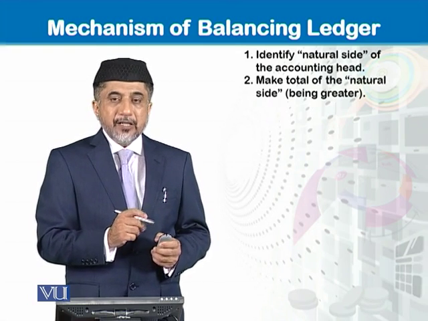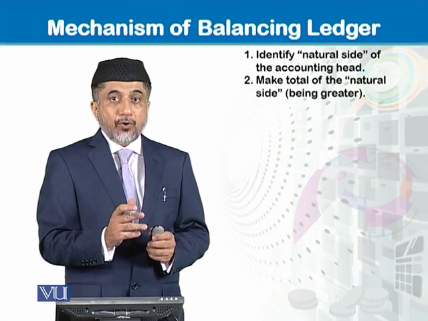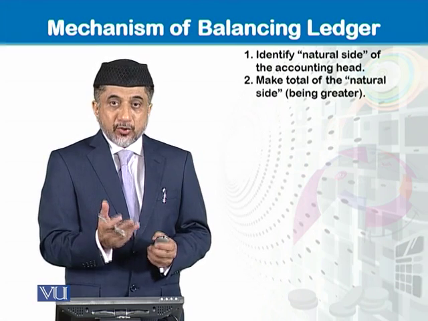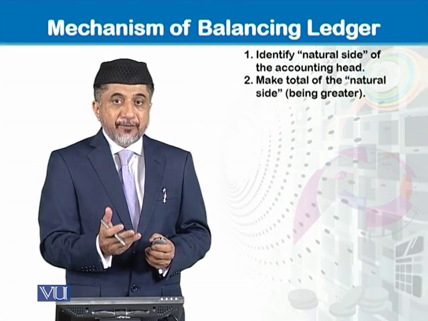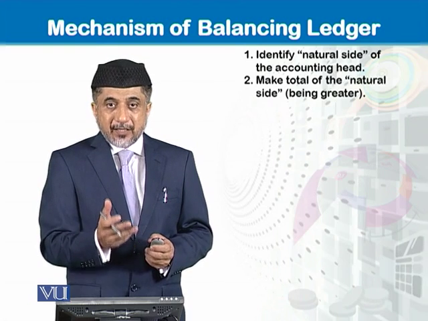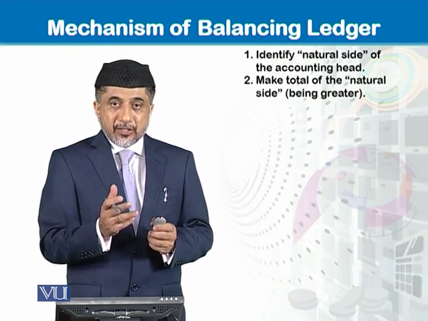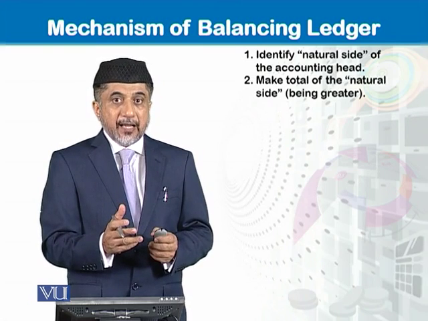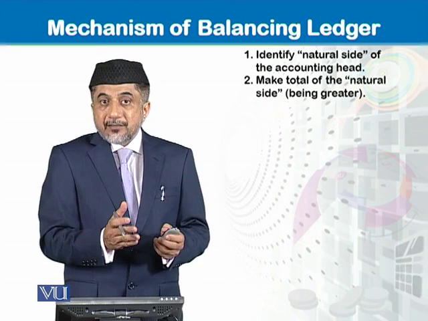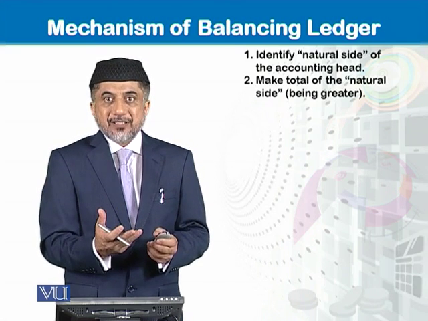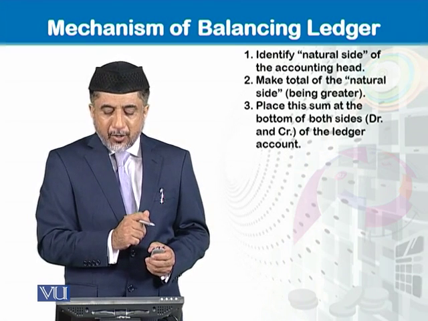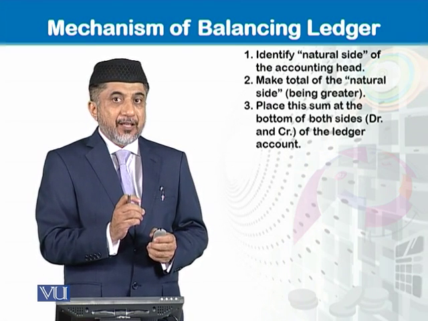Then make the total of the natural side, which would always be the bigger, the heavier one. So make the total of the natural side first. In this example of the bank account, the debit side total is heavier than the total of the credit side, since debit side is its natural side. Okay, and then place this sum at the bottom of both sides.